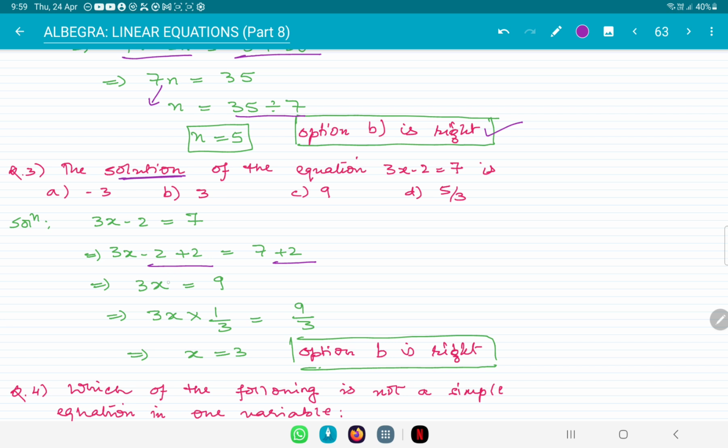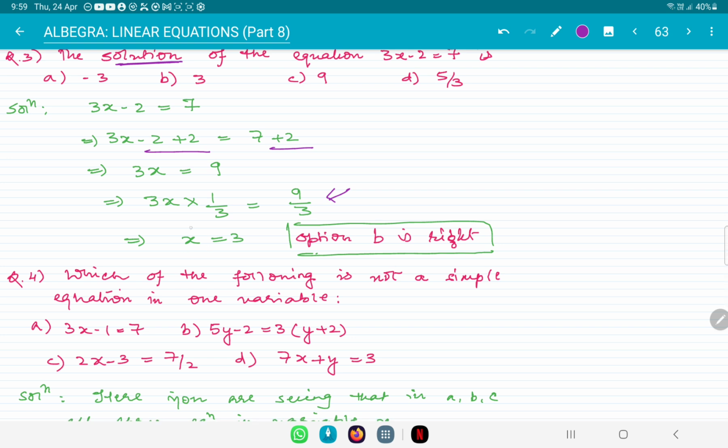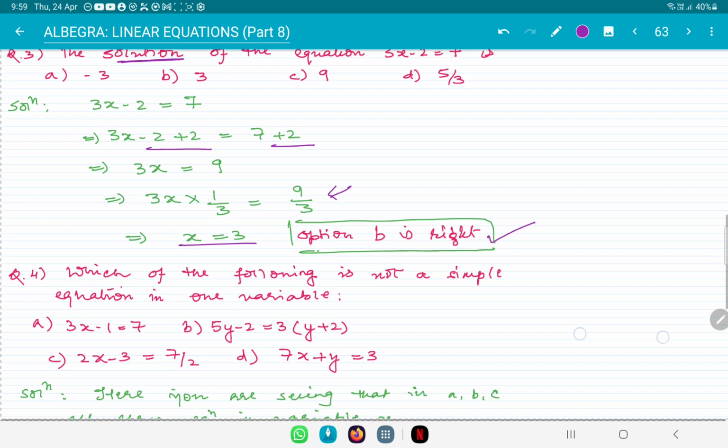So here on the left hand side it will cancel, and we get only 3x, but on the right hand side it will add with 7 and we get 9. Now we have to eliminate 3 on the left hand side, so multiply by 1 by 3. The same thing we will do on the right hand side also. So by applying the rules of maths we get x equals 3, and see where x equals 3 is in the options. So this is option B, so option B is right.